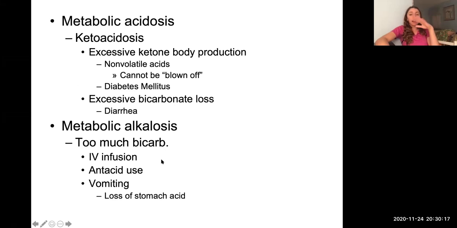Okay, so metabolic alkalosis is less common. It's the presence of too much bicarb, usually from antacids. That makes sense if we think back to our previous units: the mucosal layer in the stomach is made of bicarb, and bicarb neutralizes the hydrogen ions pumped into the stomach. So when people take antacids, it neutralizes the chyme in the stomach and makes it less irritating, which makes so much sense. I thought about that and was like, oh my gosh, that's amazing.